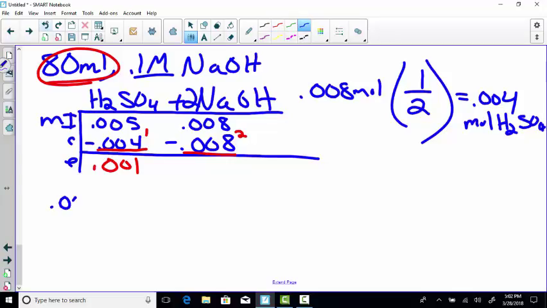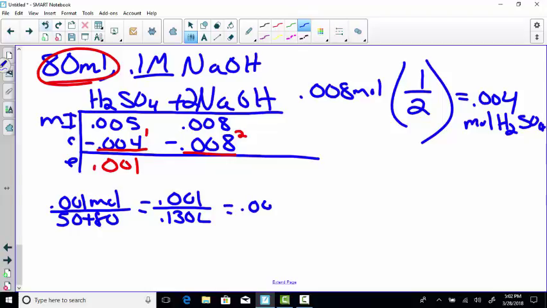That 0.001 moles is now in 50 plus 80 milliliters of water. So 0.001 divided by 0.130 liters. That comes out to be 0.007, which comes out to be a pH of 2.11. And that was molar. Okay? I'll put all of these into the chart when we're all said and done.